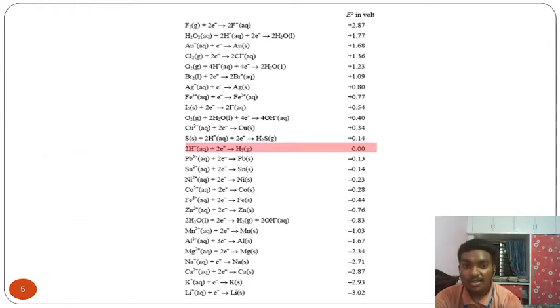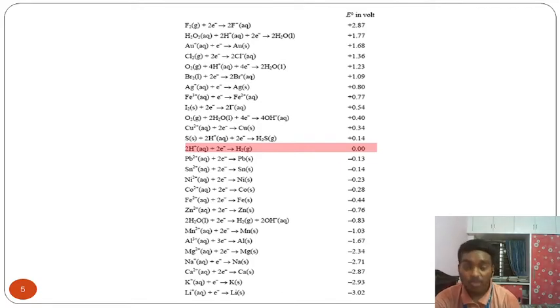As we can see in the series, fluorine has a higher standard reduction potential value, therefore it undergoes reduction, therefore it is the strongest oxidizing agent. The elements which undergo reduction are known as oxidizing agents. Fluorine undergoes reduction at the fastest rate, so it is known as the strongest oxidizing agent, and fluorine can oxidize the elements present below it.